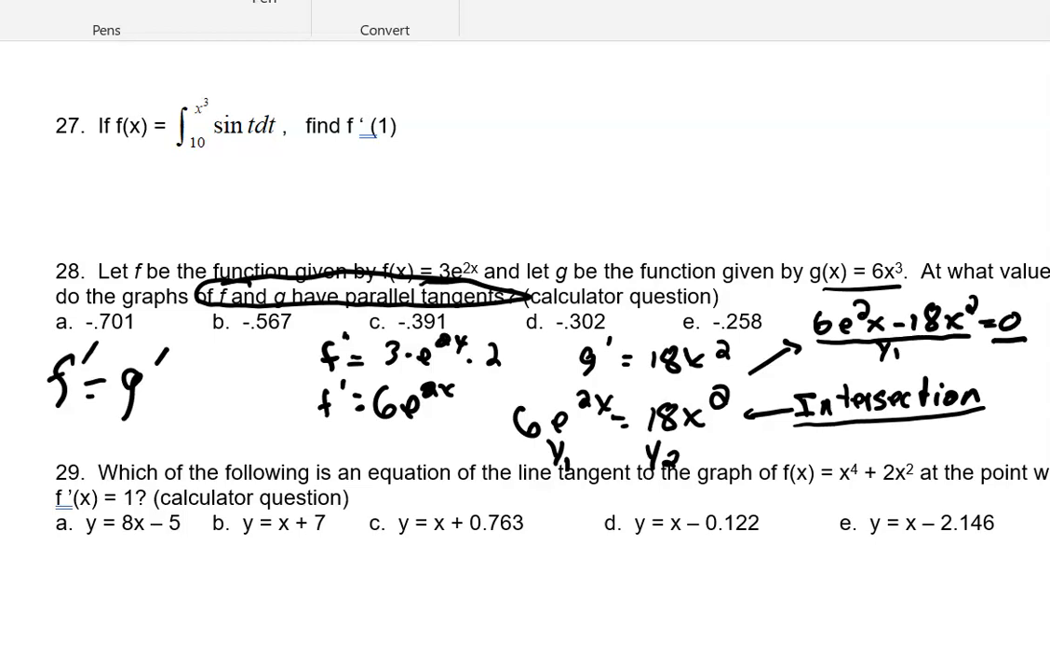And when we do that, I don't remember off the top of my head. It was either C or D. Yeah, it was either C or D. I want to say it was C. But do that, do the intersection, give you a little practice on the calculator there.